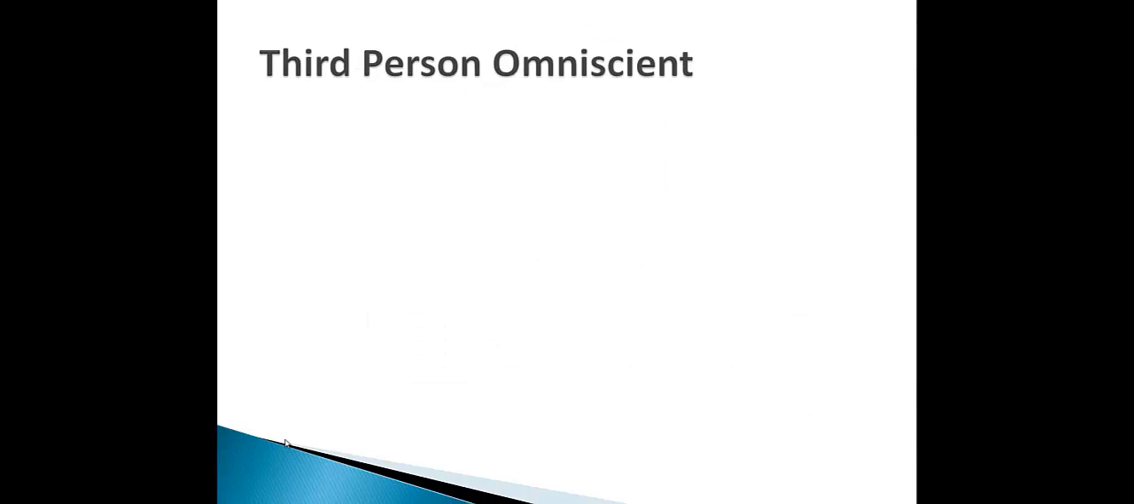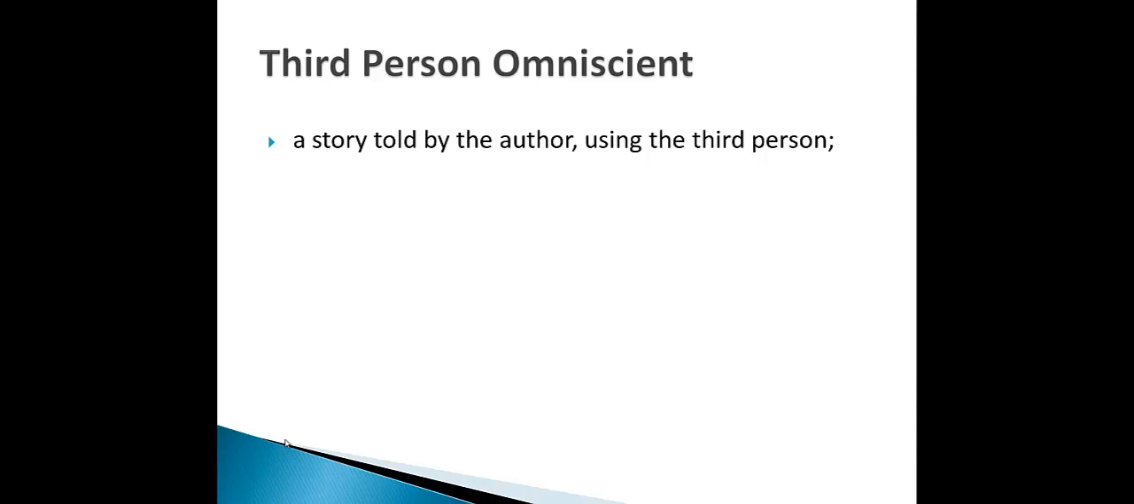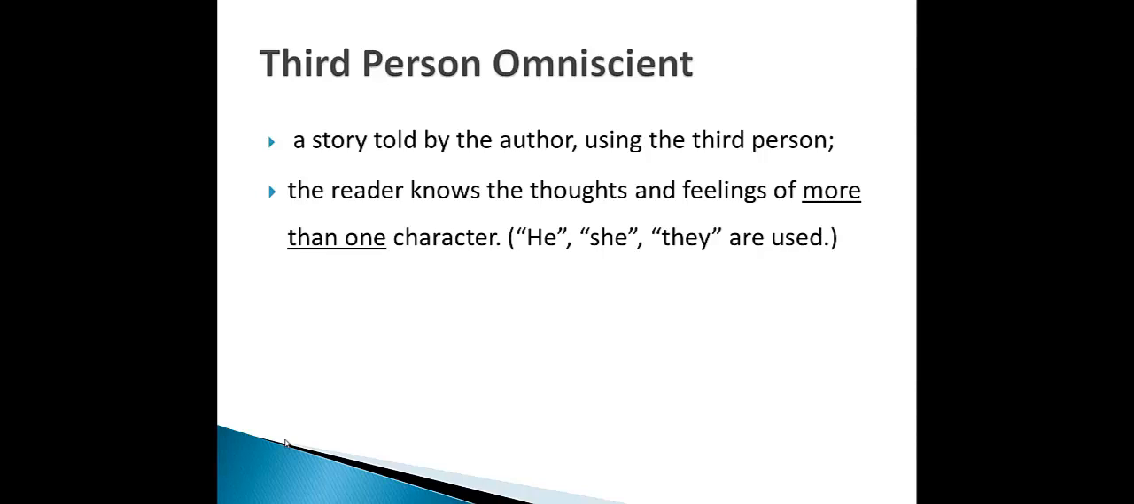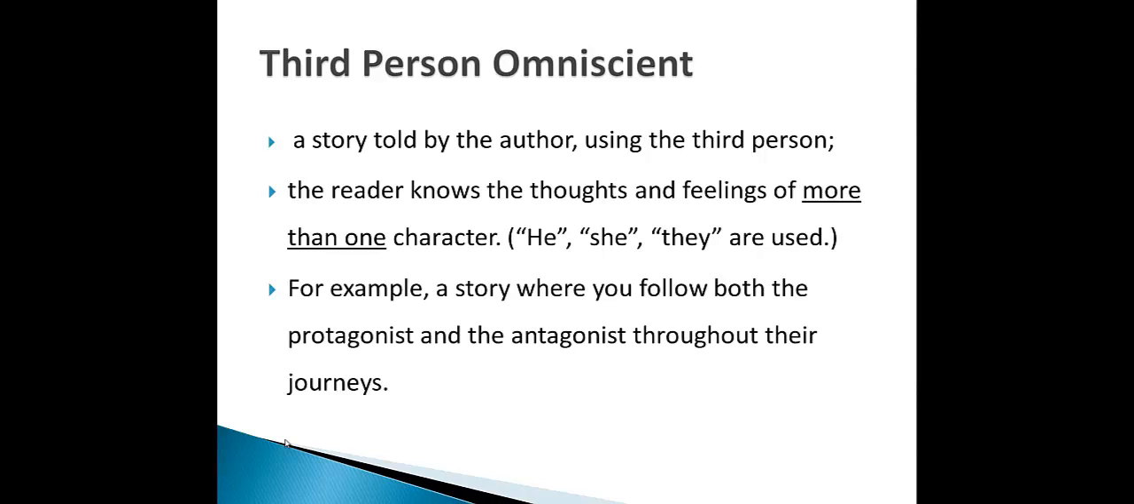Lastly, we have third-person omniscient. A story told in third-person omniscient is told using the third person. Here the difference is that the reader knows the thoughts and feelings of more than one character. Again, we will see terms like he, she, and they. For example, a story where you follow both the protagonist and the antagonist throughout their journeys.